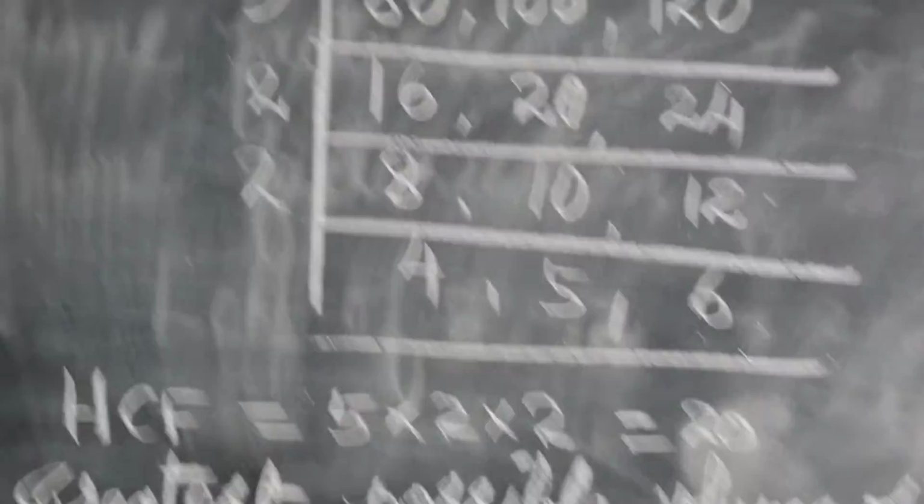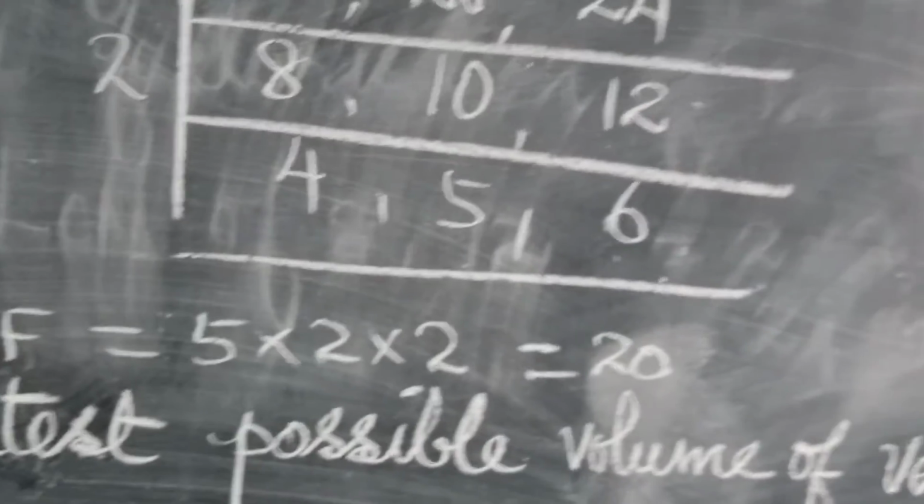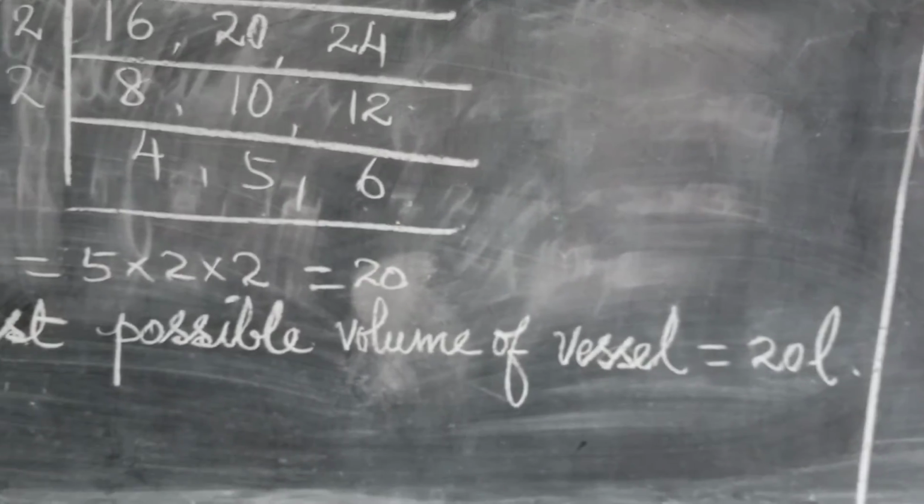Then for the HCF, what numbers do we get here? 5, 2 and 2. When we multiply, we get 20 as the answer. So we write: the greatest possible volume of the vessel is 20 liters.